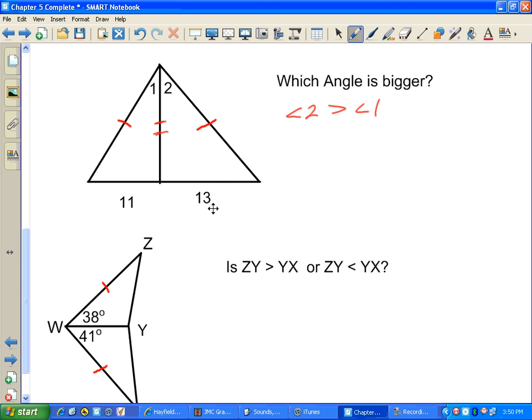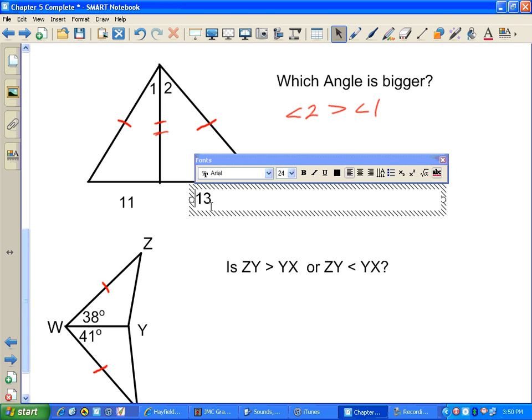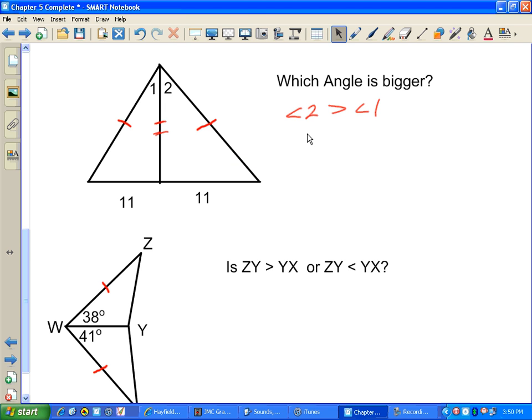If it turned out that these numbers were the same, so let's say this was 11 also, we still get the same kind of relationship. Since we've got these congruent segments here, that would mean that angle 2 equals angle 1.